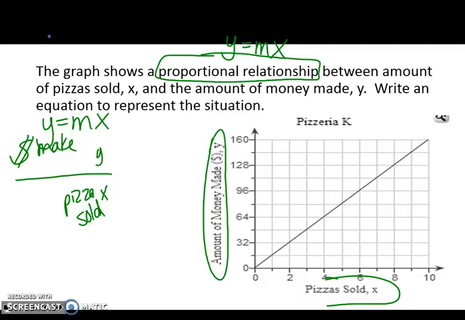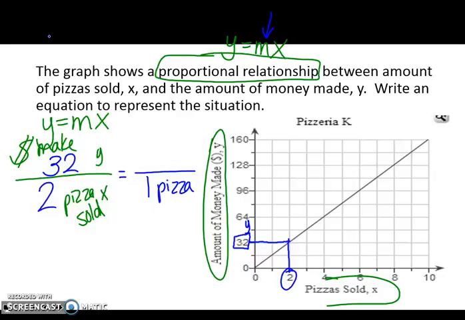The easiest way to do that is to go to the first number that they give you, and that would be our y value, so that's our rise. So we can make $32 if we sell 2 pizzas. So in order to write my equation, I need my unit rate. So I need to know what is it for 1 pizza. So you're going to reduce, or you're going to simplify, 32 over 2, and you'll find out that it will make $16 for one pizza.